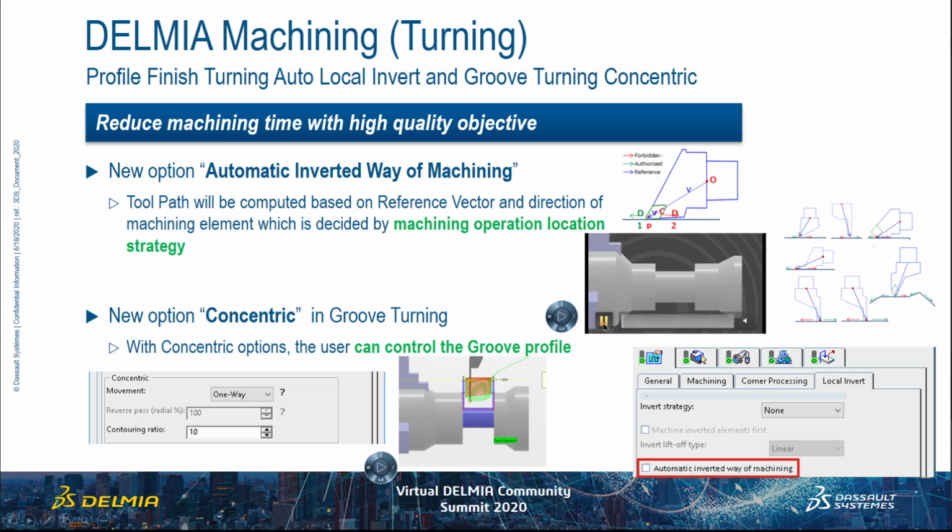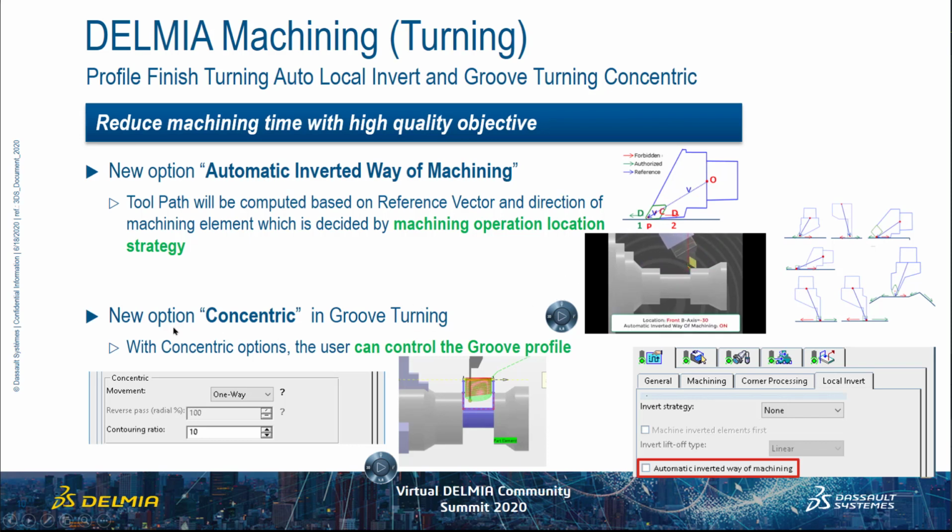So there's this new tool that is introduced by the tool vendors, and we are now able to support this type of tool with the automatic inverted way of machining option checked down here. So you can actually flip this and invert it and use this tool in the other direction as well. So we're able to support that type of tool.